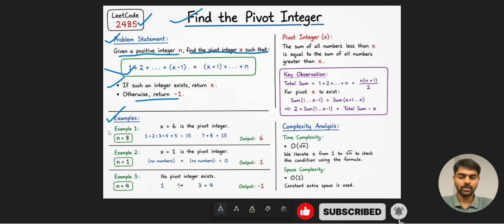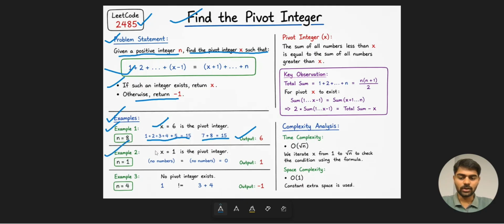This is the example. Example 1, n is equal to 8. So x is equal to 6 is a pivot integer. You can see this is the sum of the first 5 and this is the sum of 7 plus 8. So output is 6.